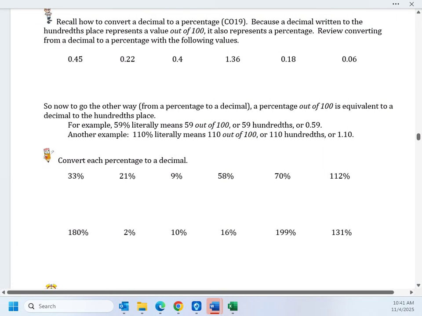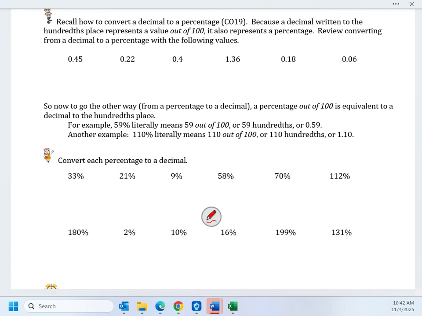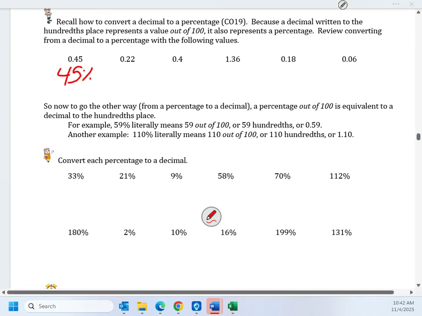So if we look at 0.45, how would we say that? In the mathy way. Instead of 0.45, what do we call that? 45 hundredths. So if it's 45 hundredths, what percentage would that be? Laura? 45%. 22 hundredths. What percent is that? Colin? 22%.